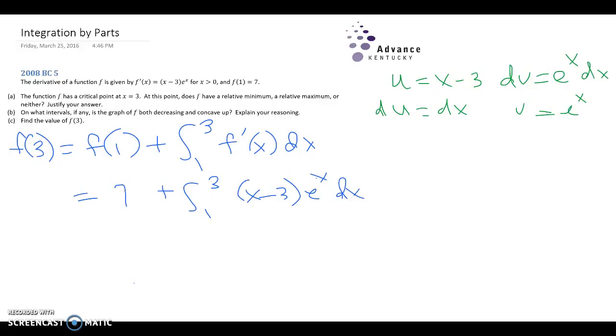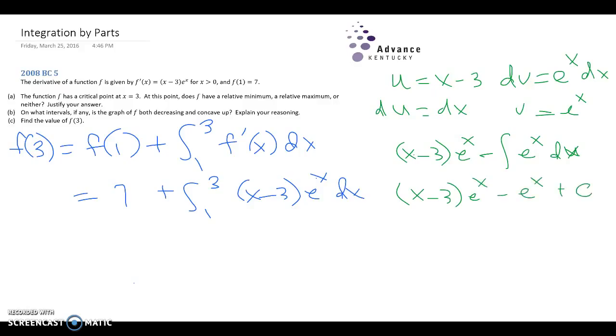So using my integration by parts formula, u times v, x minus 3 times e to the x, minus the antiderivative of v du, e to the x dx. And then realizing that I can take that antiderivative pretty easily, x minus 3 e to the x minus e to the x plus c is the antiderivative of our f prime. So going back over here to the left and now plugging in some things.